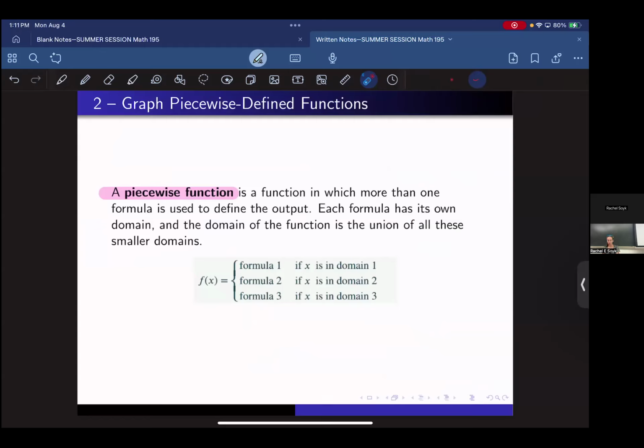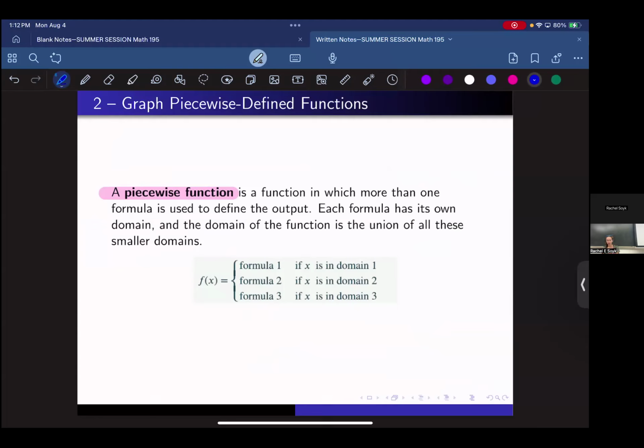A piecewise function is a function in which more than one formula is used to define the output. Each formula has its own domain, and the domain of the function is the union of all these smaller domains. Good, thank you. That last sentence is really important.